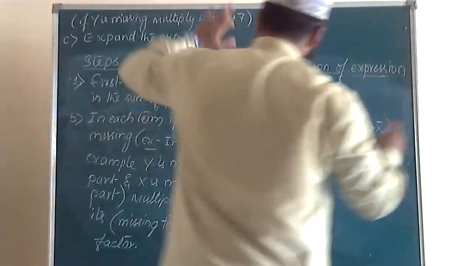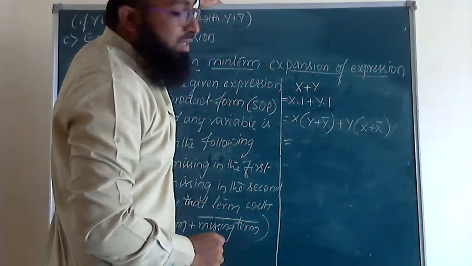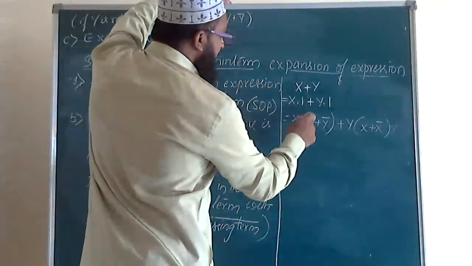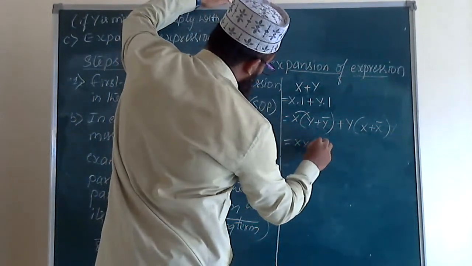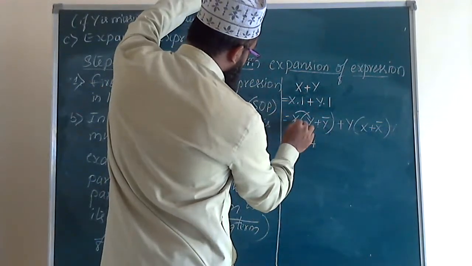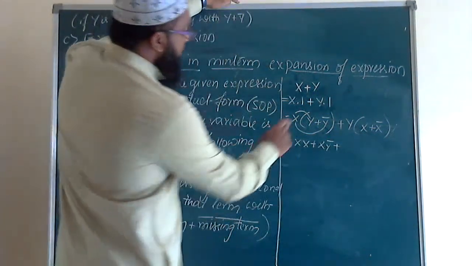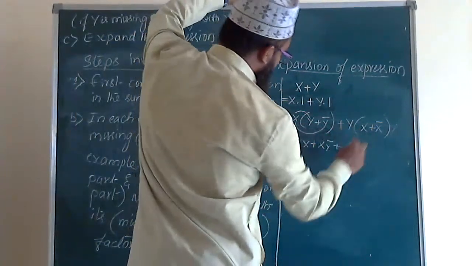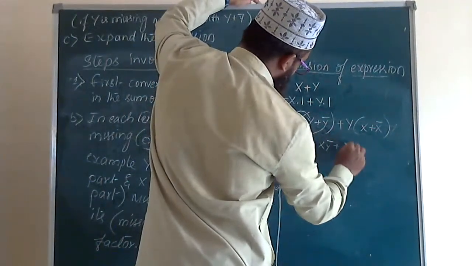How will you expand this? Same as in previous derivations. Multiply this by each term. First xy, then put x, xy, then x, plus xy bar, plus x into y plus x into y bar plus y into x or x into y. Both are same, so I will write it as it is.